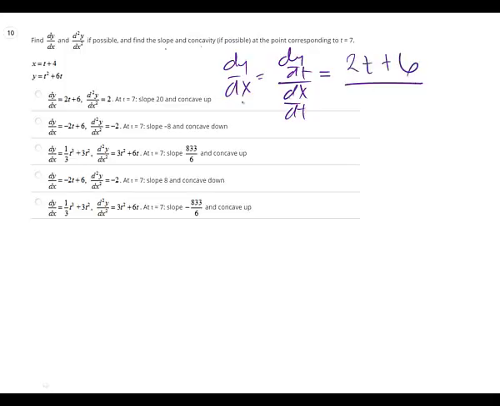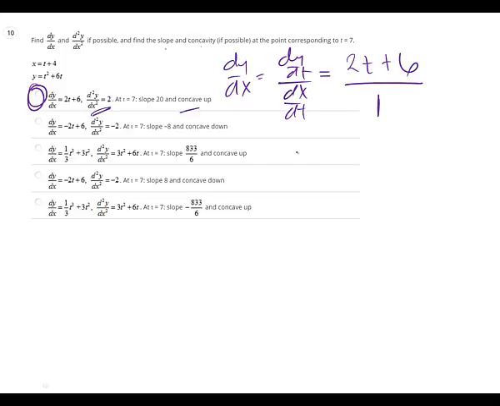2t plus 6. Good. And then the derivative of x is what? 1. Thank goodness. 1. Alright. So it definitely is looking like this first choice right now. It eliminates all the... But we're not stopping there. Okay? Because on the test, it asks you for the second derivative and the concavity. So we need to make sure we understand those parts.